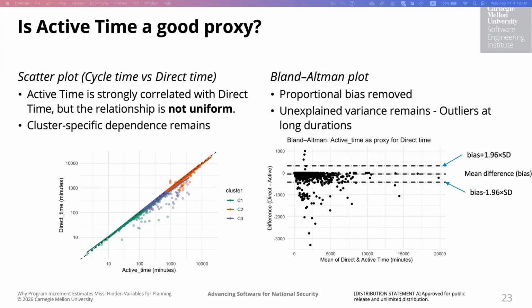So the takeaway from this is that the active time removes that structural bias that we have been seeing so far. It's statistically equivalent to direct time, but there is some variability for longer running tasks. In other words, it's a very strong proxy, but not a perfect replacement, right? Especially for medium to large size tasks.